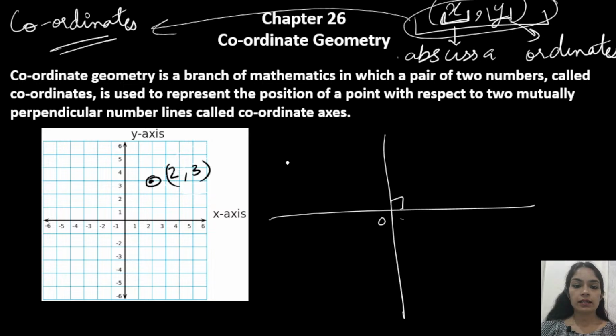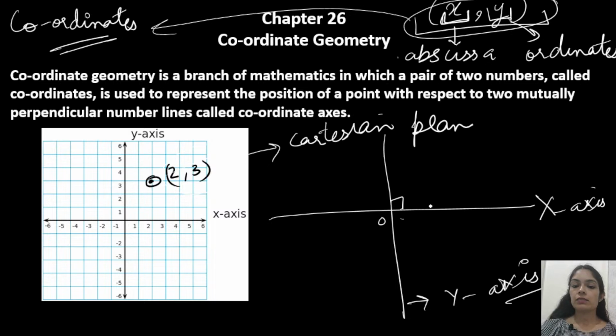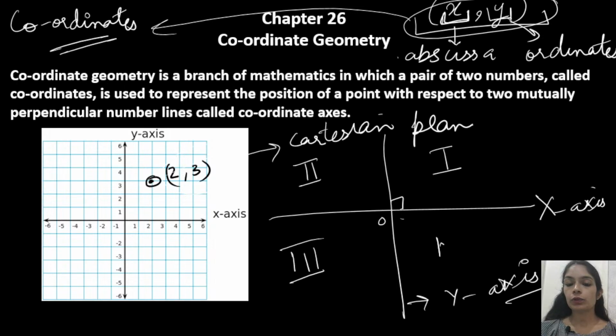So you can see the graph. This type of plane, where the x-axis and y-axis are two number lines which are perpendicular to each other, is known as the Cartesian plane. The horizontal number line is the x-axis and the vertical number line is the y-axis. The Cartesian plane is divided into four parts: the first quadrant, second quadrant, third quadrant, and fourth quadrant, as we go in the anti-clockwise direction. So this is what we did.